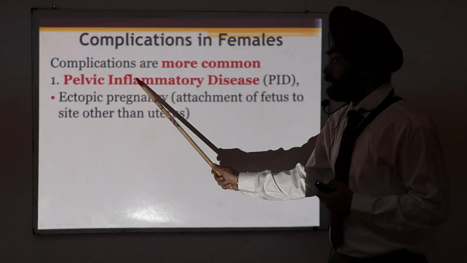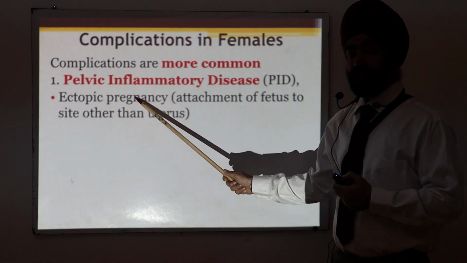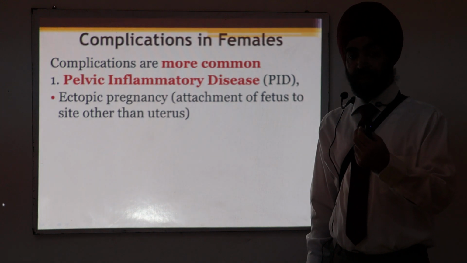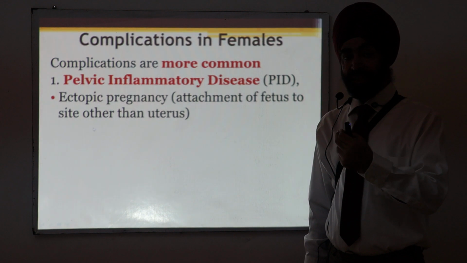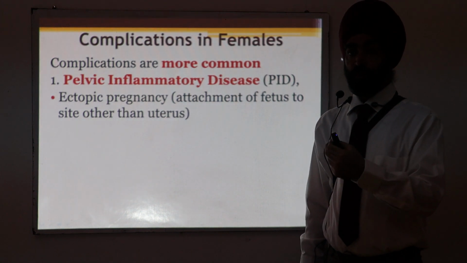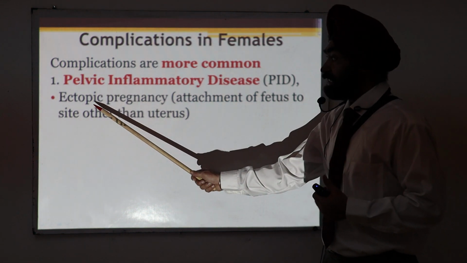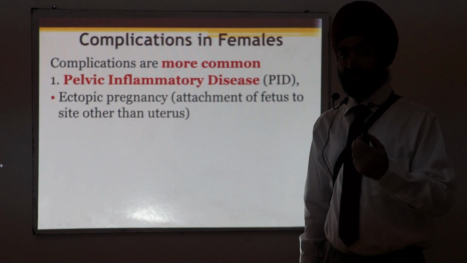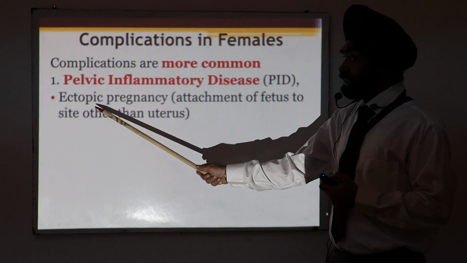One of the consequences will be the ectopic pregnancy. What is ectopic pregnancy? Normally the fetus attaches to the uterus, but if the fetus doesn't attach to the uterus but attaches to the fallopian tube, or sometimes it is retained in the ovaries itself, then that is called ectopic pregnancy, and that is very dangerous because ultimately the fetus will be dislodged. Pregnancy will not last for a longer period of time. So this is ectopic pregnancy.